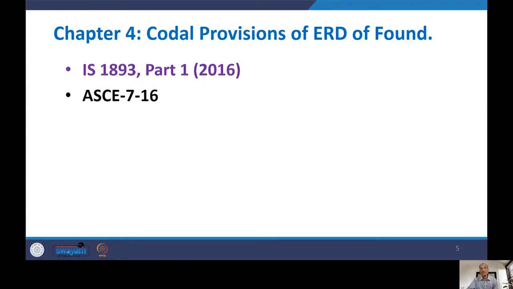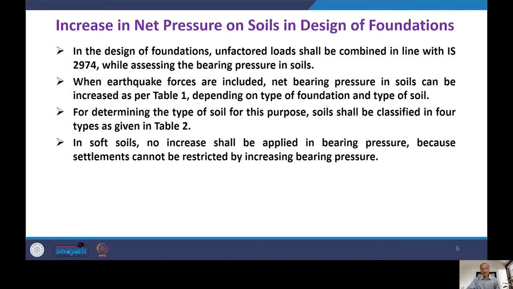What I'm going to discuss is taken from this code only, and I'm going to explain each and every part and its implications. First of all, when we talk about the design of foundations, the unfactored load shall be combined in line with other relevant resistance codes while assessing the bearing pressure in soils. However, when earthquake forces are included, the bearing pressure in soils can be increased as per Table 1, depending on the type of foundation and type of soil.